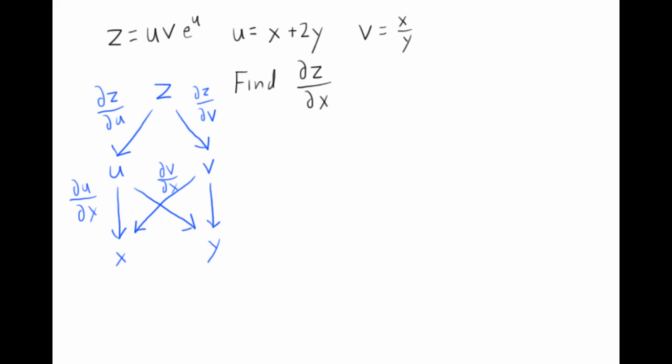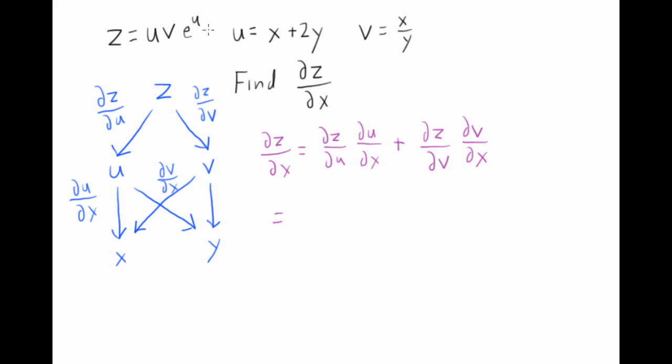So when it comes time to take the derivative, I'm going to say that del z del x is going to be del z del u del u del x. That's that first path, plus del z del v del v del x. Alright, and with that, time to take derivatives.